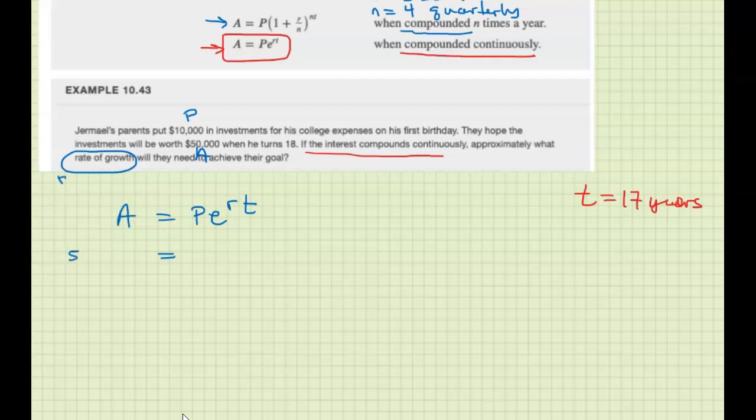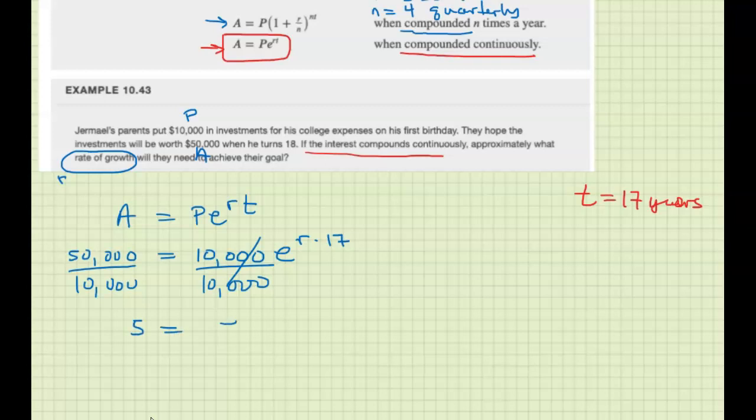So we're going to put 50,000 here, 10,000 here, e to the R times 17, and now we need to solve this. This is an exponential equation. We're going to need to take the natural log of both sides, but first we're going to divide both sides by 10,000 to make the exponential part all by itself. So 50,000 divided by 10,000 is 5 equals e to the 17r.